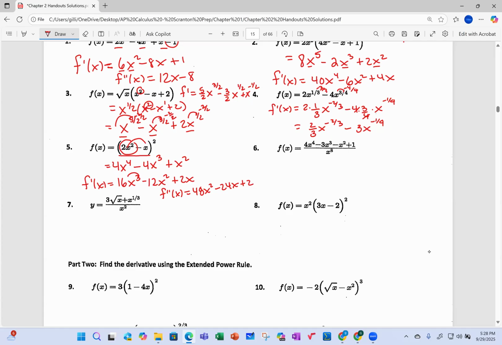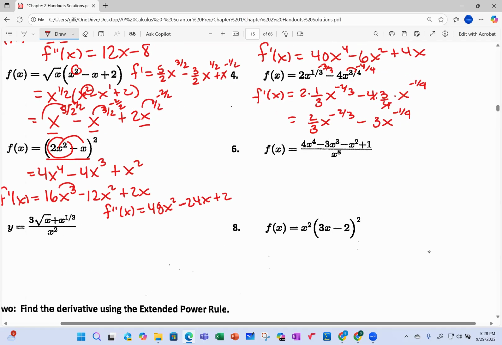In number 6, I'm dividing. So I'm going to create x to the nth by subtracting the exponents. So f prime of x equals 4x to the negative 4th. 4 minus 8 is negative 4. Minus 3x to the negative 5th. Minus x to the negative 6th. Plus x to the minus 8th. Again, just subtracting the exponents, the top minus the bottom. And I made a little mistake there because this is not the derivative yet.